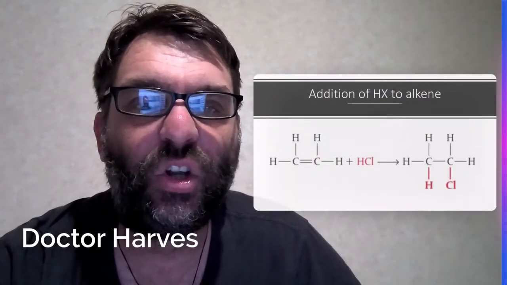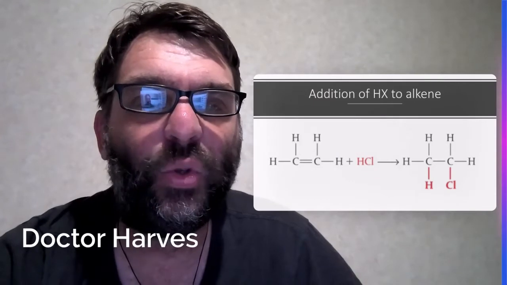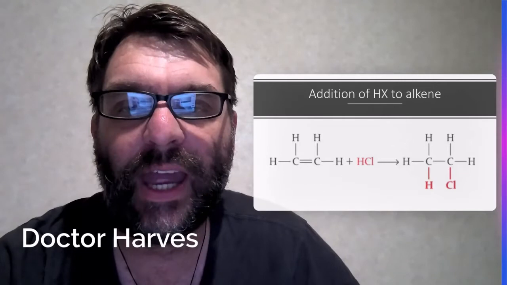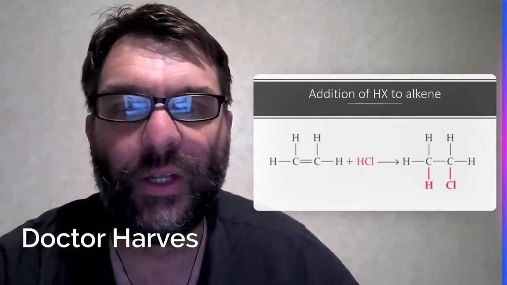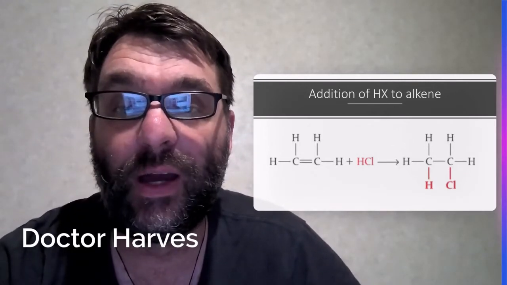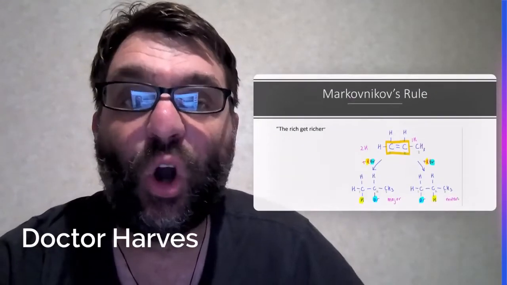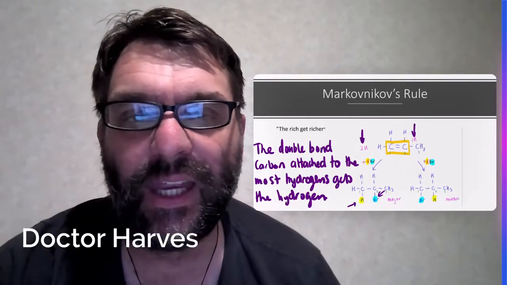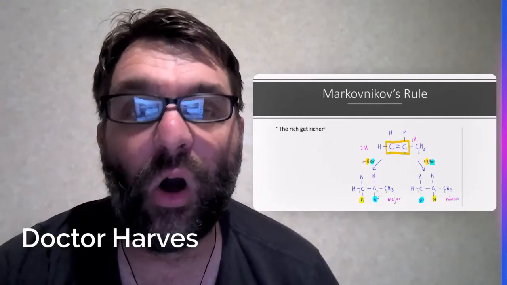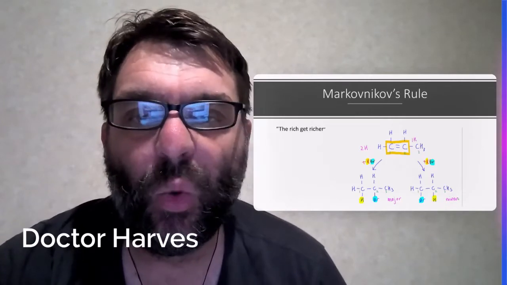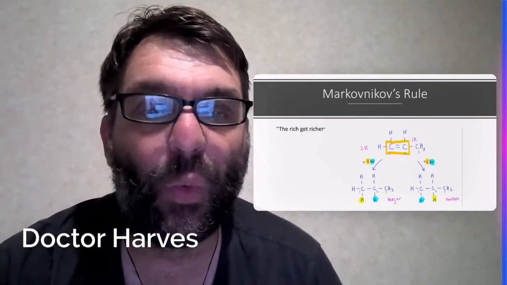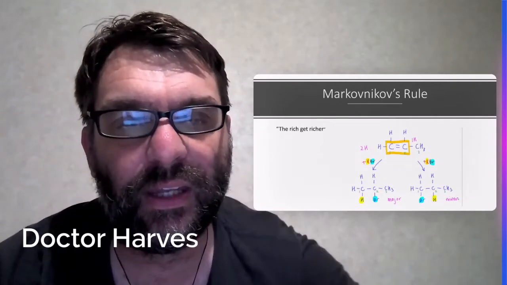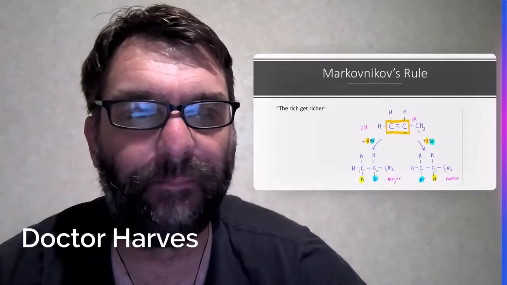So in terms of addition of an HX to an alkene, you'll see it makes a haloalkane, okay, and the chlorine is only substituted on one of the carbons, not two, as we had in the case of bromine. And that's where Markovnikov's rule comes in. That's where the rich get richer. Okay, so what that's basically saying is that the carbon on the double bond with the most hydrogens will get the other hydrogen, and the carbon with the least number of hydrogens will get the halogen, which you see there in the visualization on the slide.